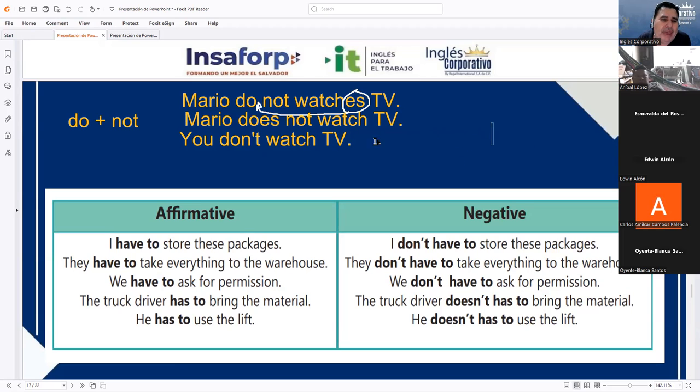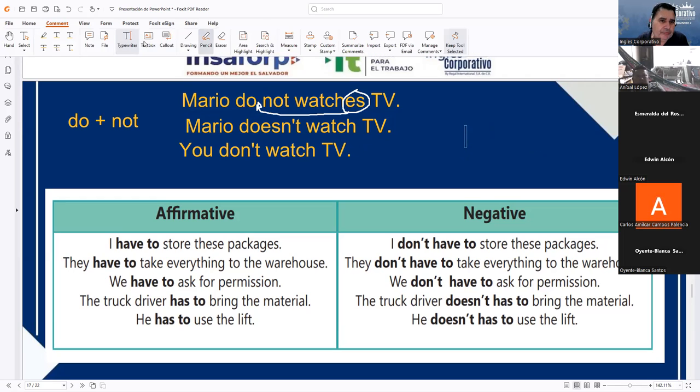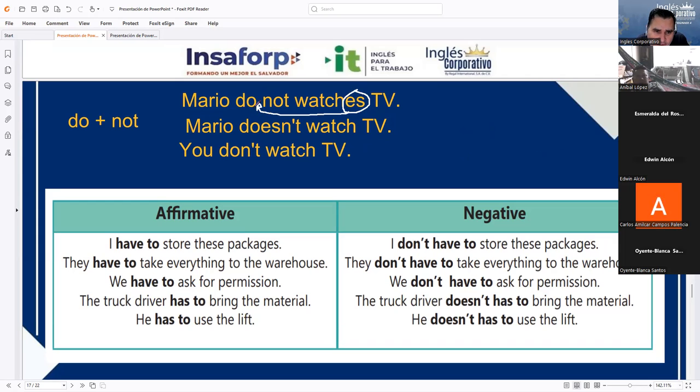Okay, but we want to make a contraction. What do we do? Make the contraction, connect here, eliminate the O. Okay, and then we have Mario doesn't, let's bring this down. Okay, so Mario doesn't watch TV. So notice. This ES is here, so that we have does, okay? If it's here, it is not here. Here, no more, right? No more, because it's here. Mario doesn't watch TV.